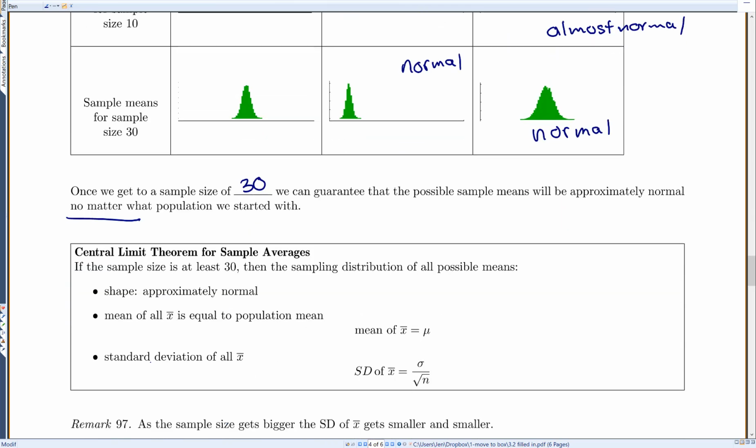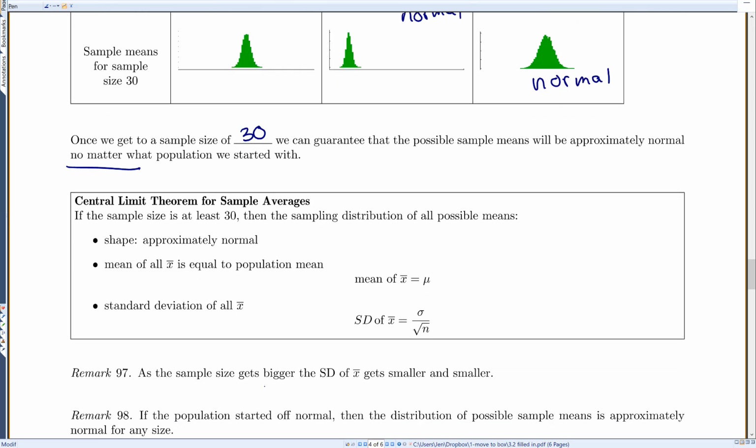So the central limit theorem says, again, if the sample size is at least 30, then the sampling distribution of all the possible sample means will have a shape that's approximately normal. And the mean of all the different sample means will just be equal to the population mean. So the mean of all the x bars is just mu. And the standard deviation of all the x bars is just sigma over the square root of n.